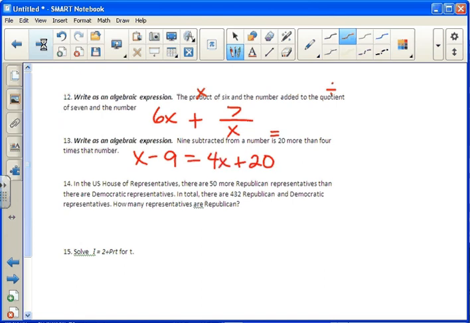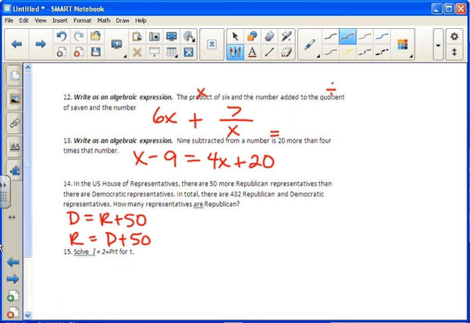Number 14, in the U.S. House of Representatives, there are 50 more Republican representatives than there are Democratic representatives. Now, I think some people get this confused, so I want to write this both ways and see if you can figure out which one makes more sense. Most people can figure out that it's at least one of these two because it's 50 more. Well, just think logically about it. It says there are 50 more Republicans than there are Democrats. So there should be more Republicans than there are Democrats.